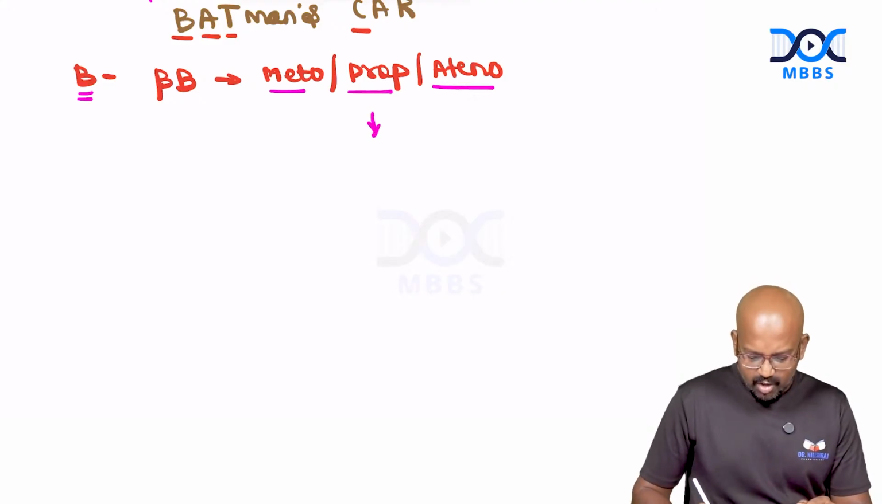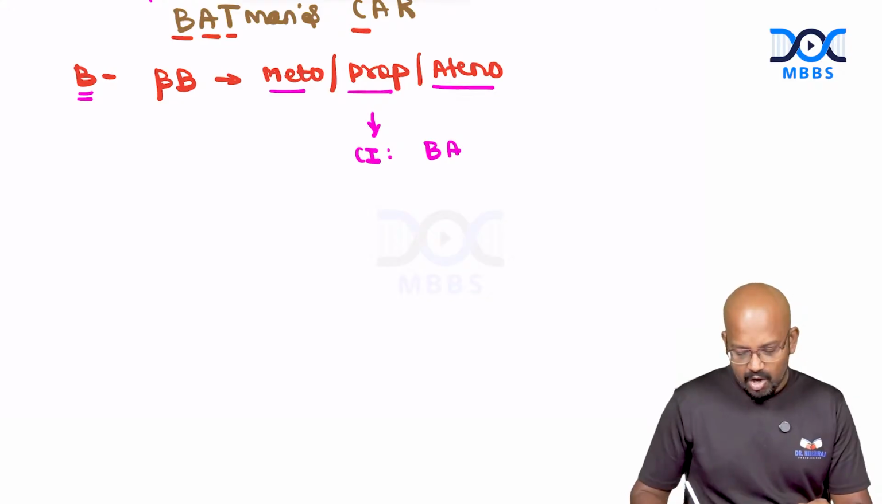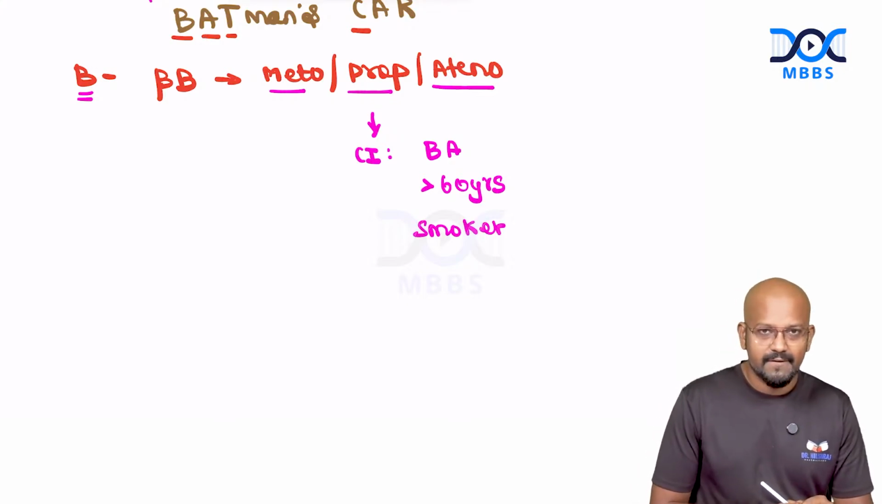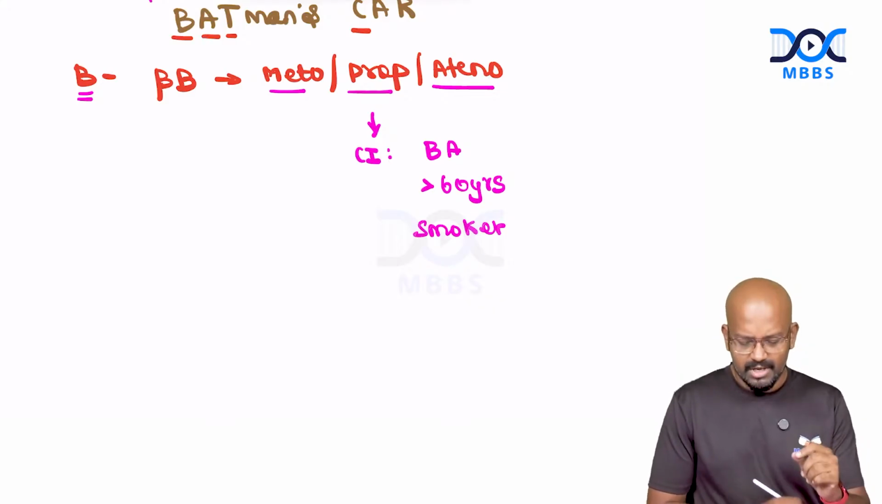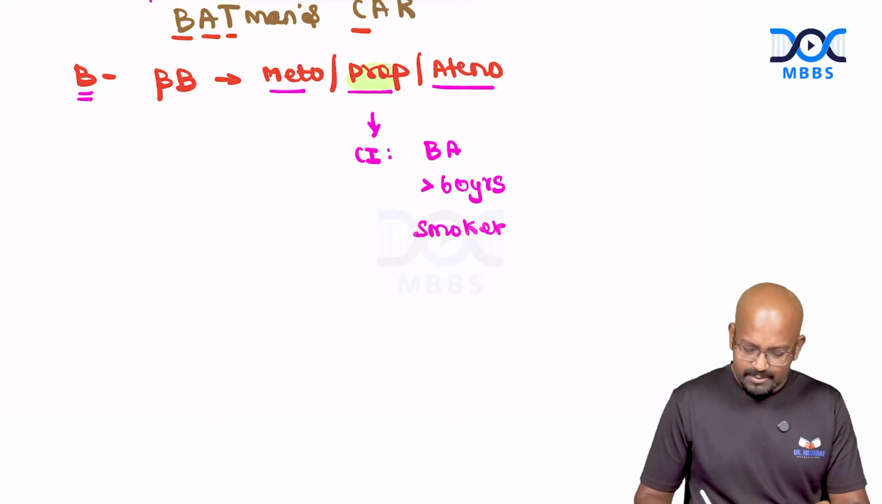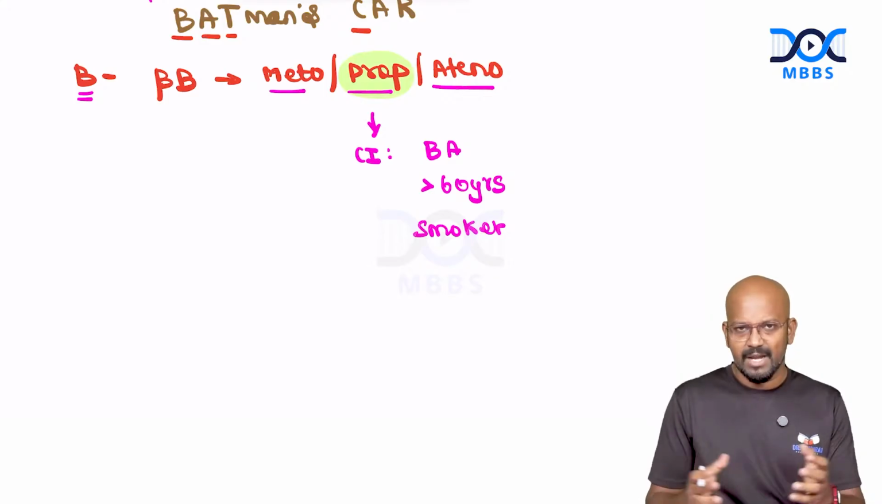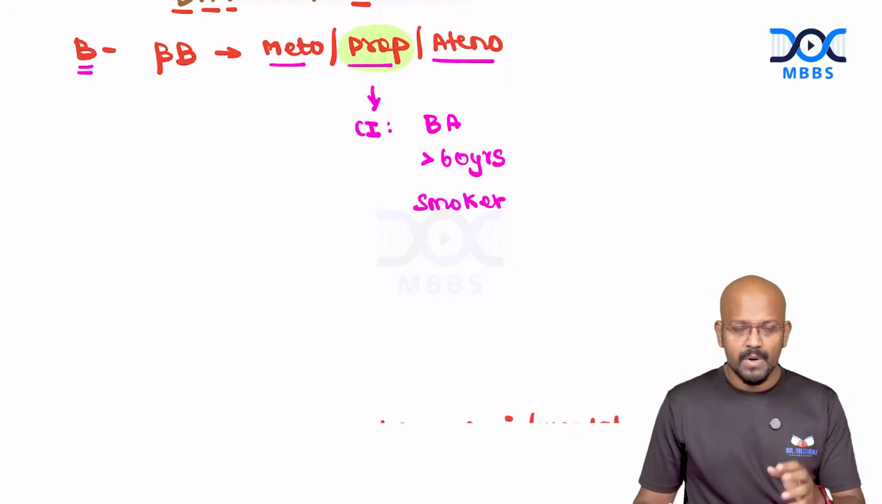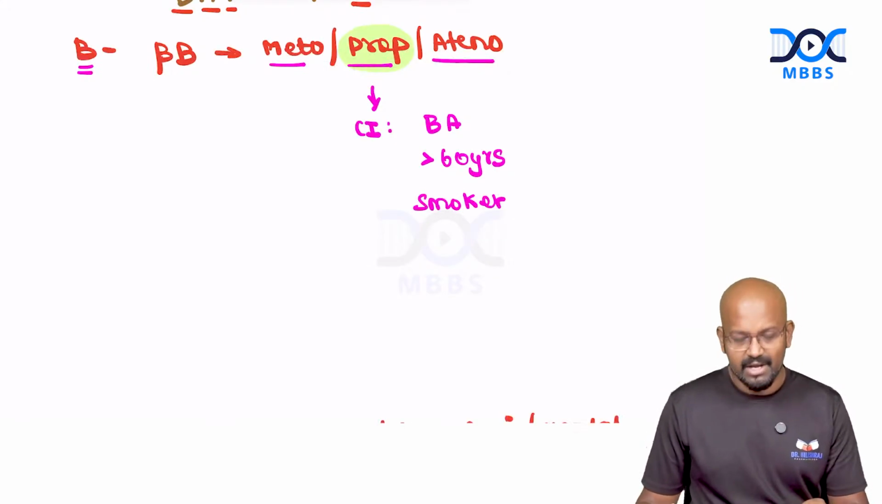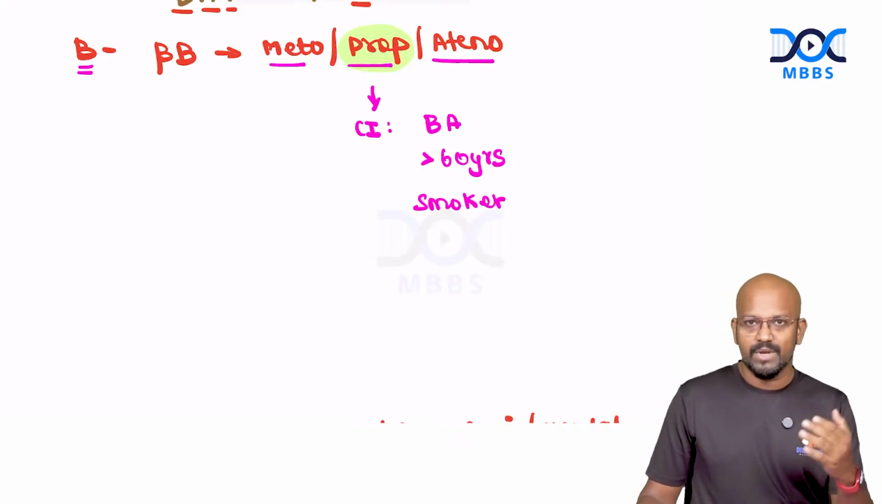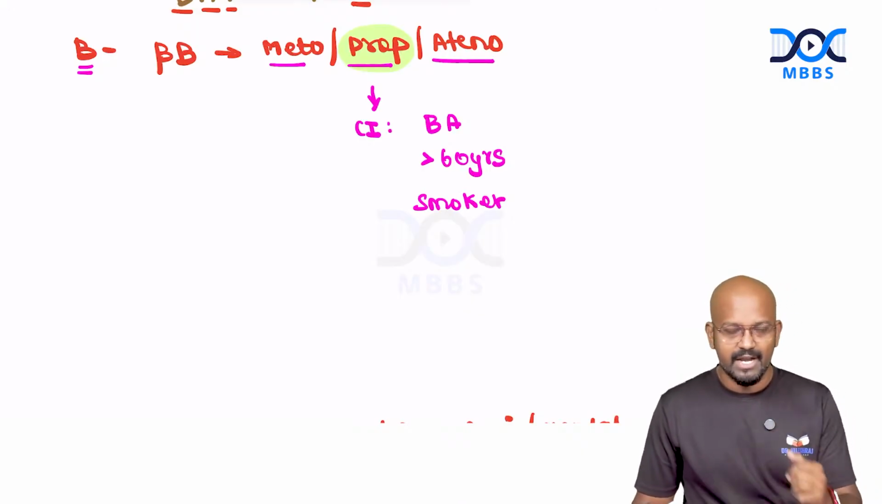Well, these drugs are contraindicated if a patient is a known case of bronchial asthma, or the age of the patient is more than 60 years, and if a patient is a known case of a smoker. Again, these drugs are used for prophylaxis of migraine. Commonly, the drug which we use in practice is propranolol, guys. We have a famous brand named Inderal. Propranolol is a common one which is used for prophylaxis of migraine. But of course, apart from that, we can also administer metoprolol and atenolol.